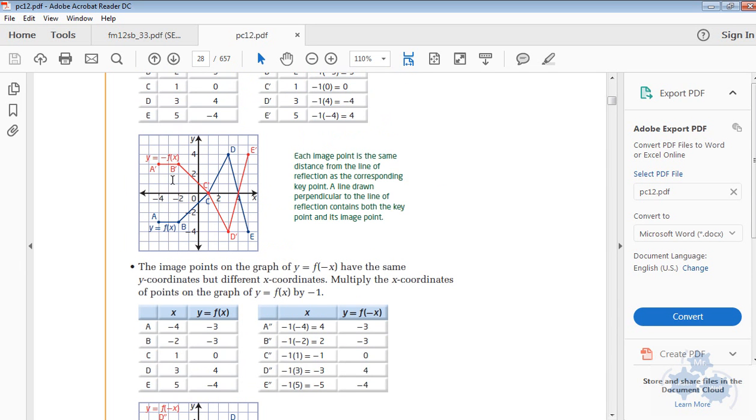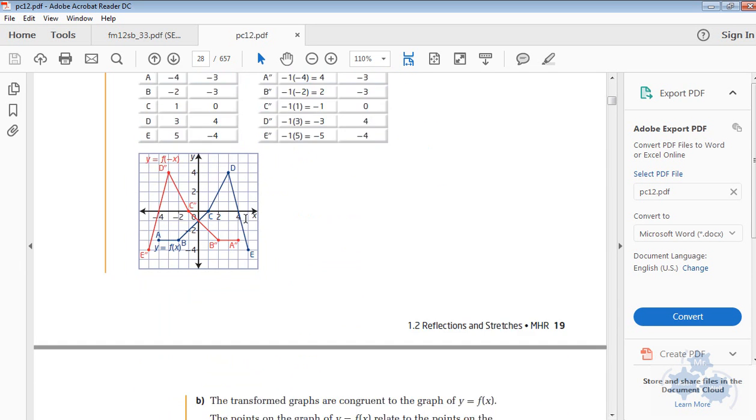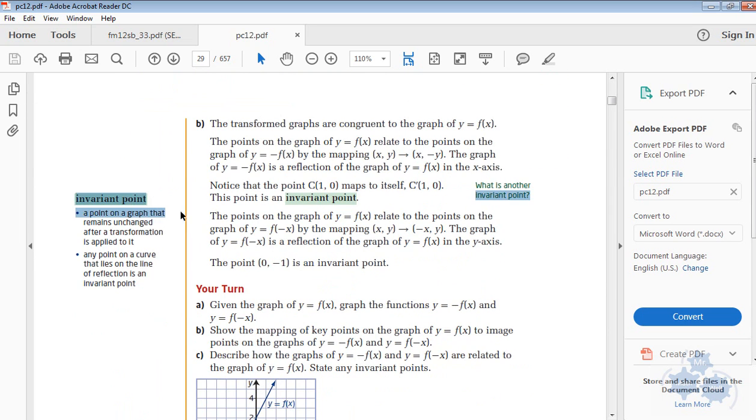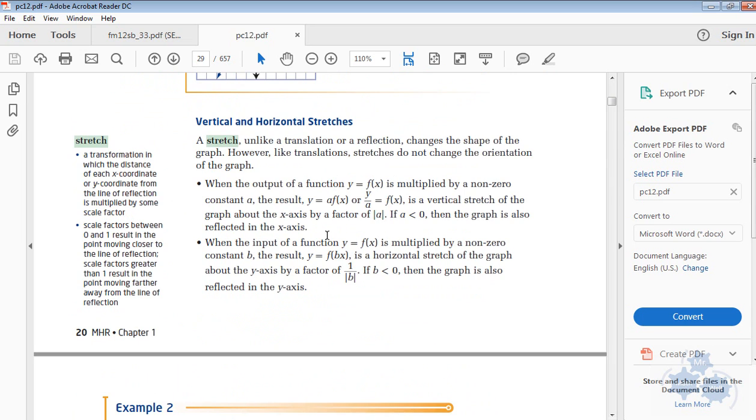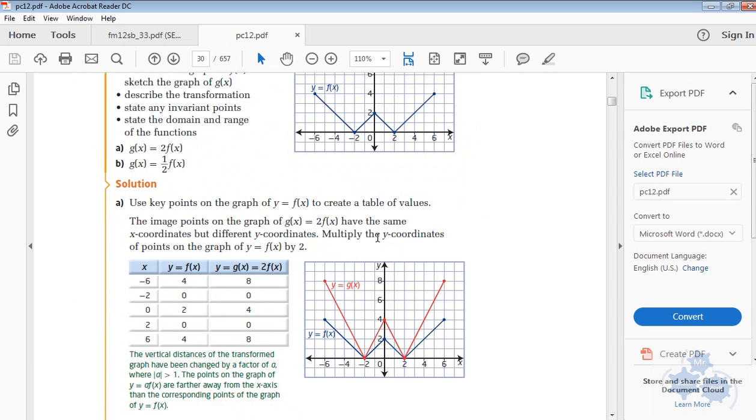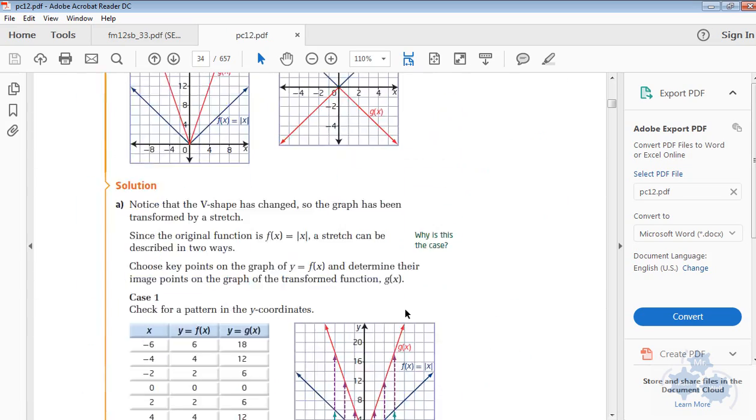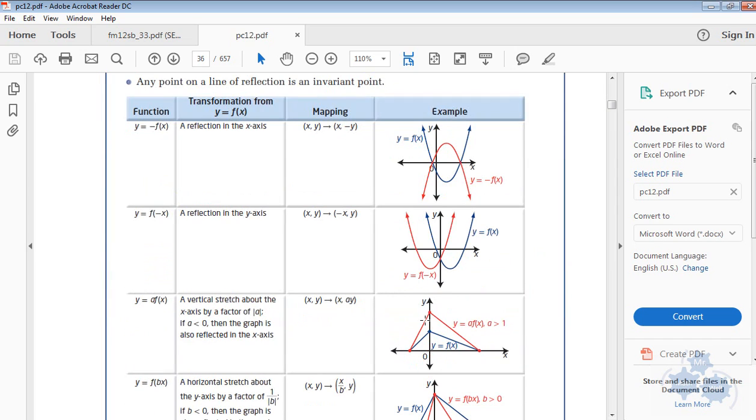In your textbook here are the graphs that we did right here. So those are the graphs. And it talks about the invariant points that we talked about. Stretches we're going to take a look at in the next lesson. But where am I getting to here? I'm getting to the summary page in your textbook. Very, very good summary page right here.